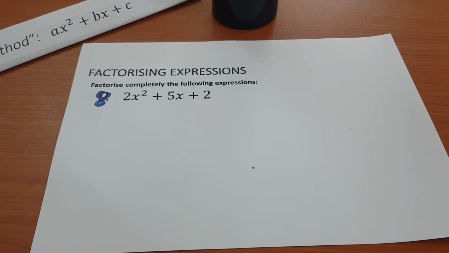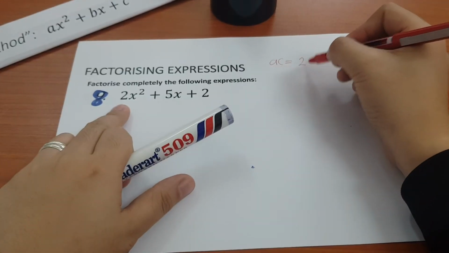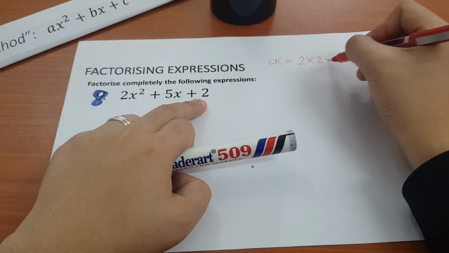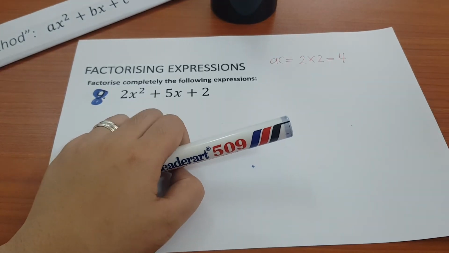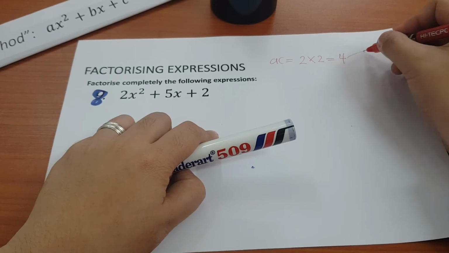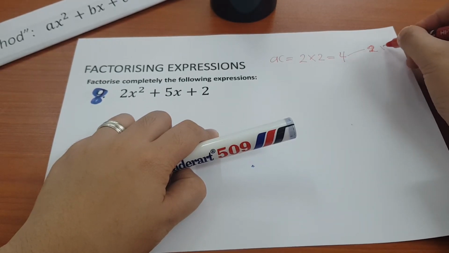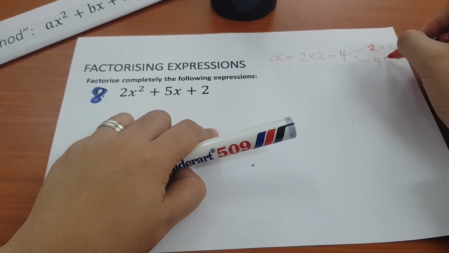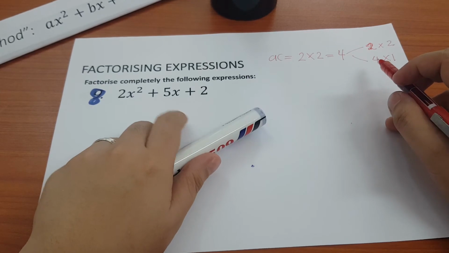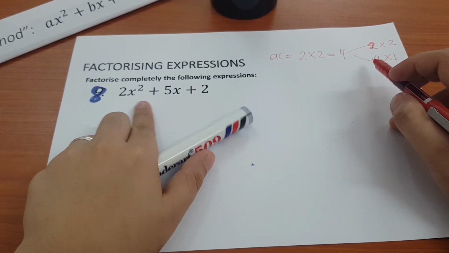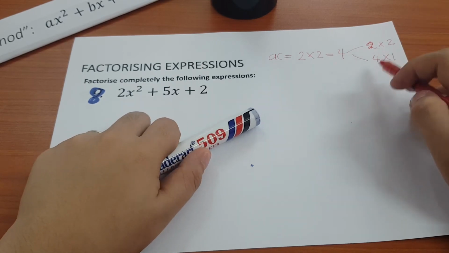So we will find first our AC. A is 2 multiplied with your C, which is 2. It gives you 4. Now, what are the factors of 4? We could say 2 and 2, and 4 and 1. In this case, we don't need negative factors since all of these are positive. So we'll just take these.